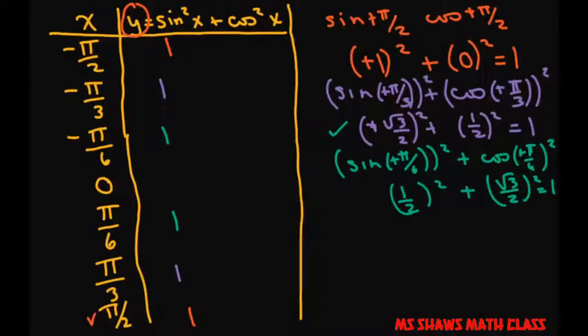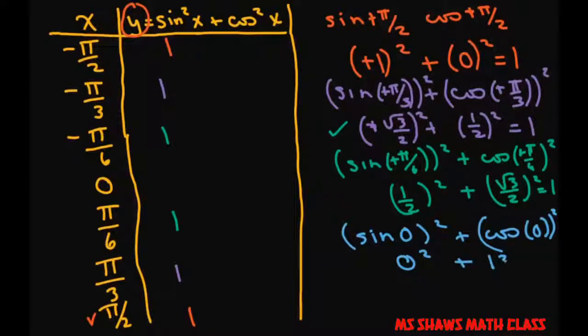And now let's try 0. If we use sine of 0, square it, plus cosine of 0, and then you square it, you're going to get 0 squared plus 1 squared, which equals 1. So all of this equals 1.